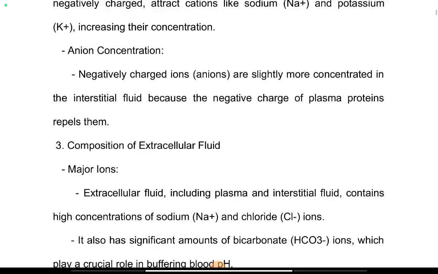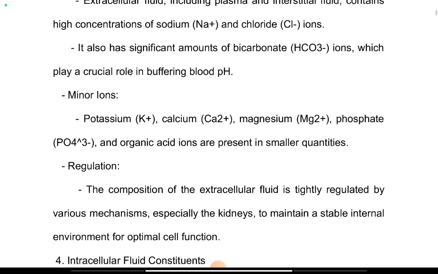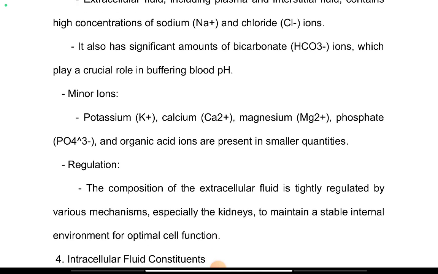Okay, so the major ions in the extracellular fluid, the plasma, are sodium and chloride, as I've said, and also bicarbonate. The minor ones are potassium, calcium, magnesium, phosphate, and some organic acids, all present in smaller quantity. All these ions are being regulated. There are situations when sodium will be less in the plasma, and other situations when sodium will be high. Hyponatremia, hypernatremia, we are still going to talk about them.